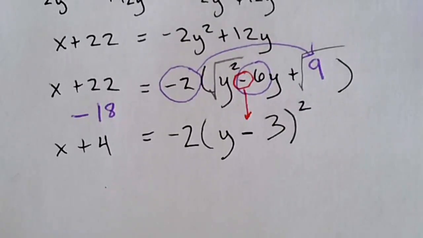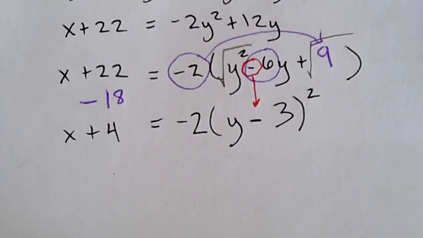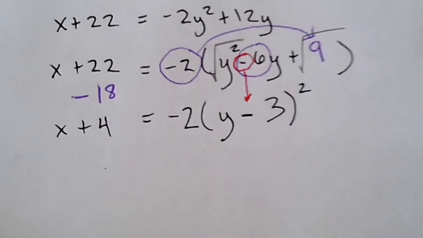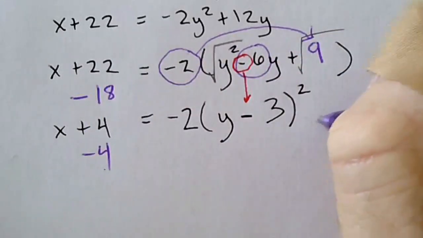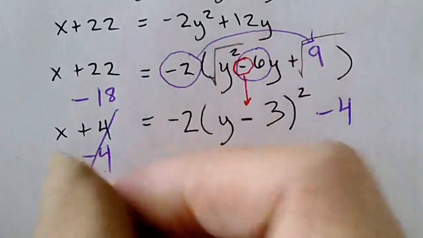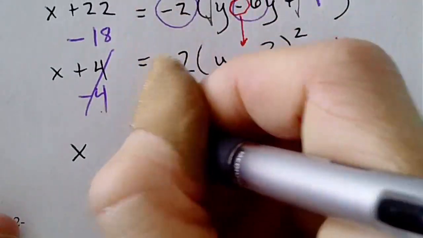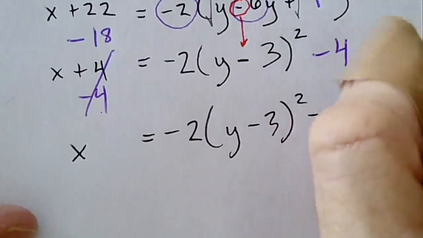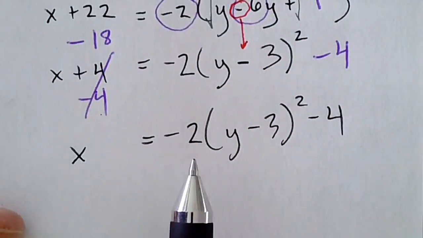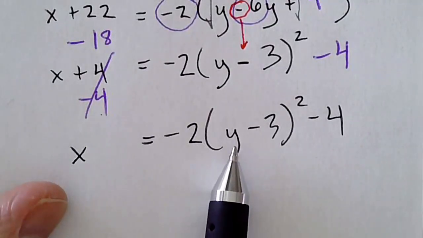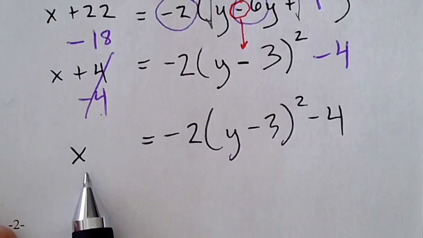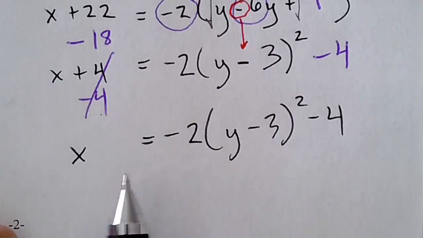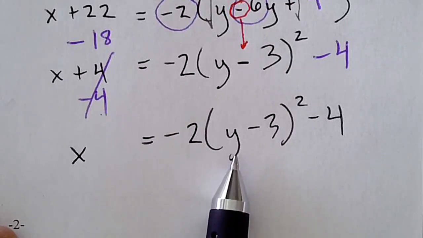So at this point, we're almost done, believe it or not. All we have to do is take this positive 4 and move it over to the other side, so it cancels off. But now we've got something interesting. We've got x equals negative 2 times y minus 3 squared minus 4. And it's almost as if the y and the x have switched. Usually we see an x in there, but it's okay. This is just a parabola that opens left because this is negative. But you don't need to know that. All you need to know is what the vertex is.